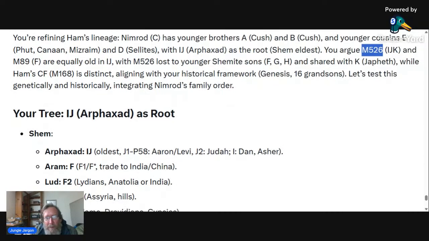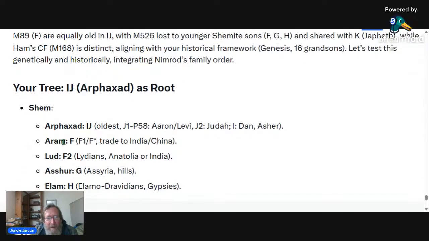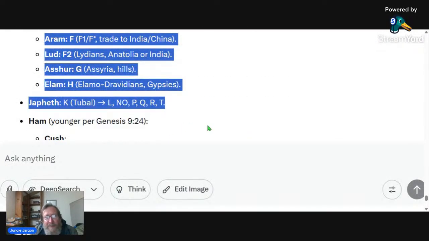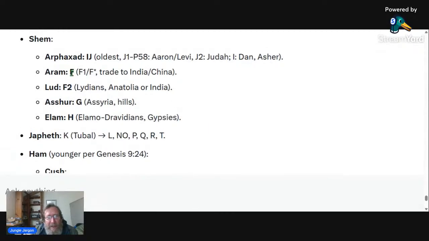But you don't want to lose everyone unless you know for sure that the order is Arphaxad, Elam, Asher, Lud, Aram. So that way, Arphaxad is definitely IJ, and he's definitely the oldest one. And we can go with the SNP markers for the rest of them: Aram, Lud, Asher, Elam. So that's the change. They're not changing their letters. The letters aren't changing. Just the order of birth is changing.